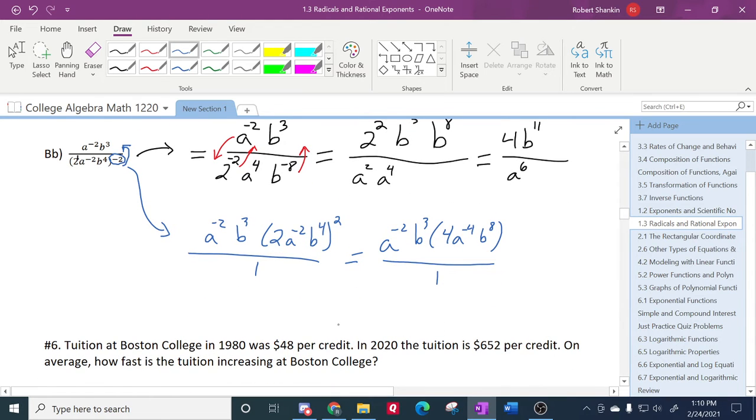And then this is going to equal, and now I have 4, a to the negative 2, a to the negative 6 makes a negative 4 makes a to the negative 6, b to the 8 and 3 is 11 over 1, and then this is going to come down to the bottom, and I get 4b to the 11th over a to the 6th. Exactly the same answer as I had before, but a different approach.